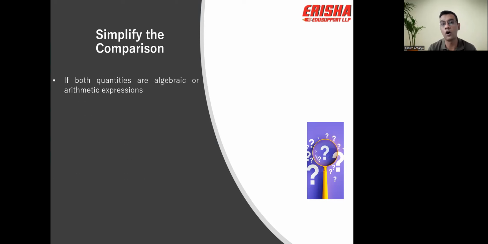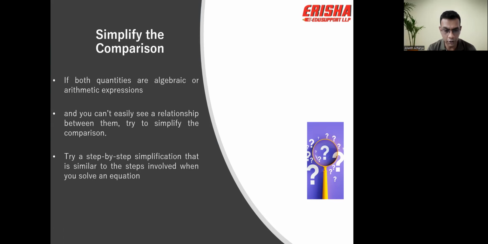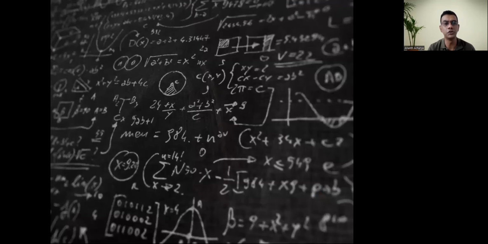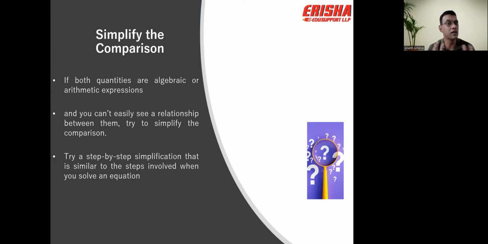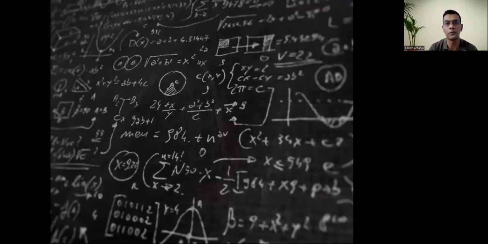Simplify your comparisons always. Whenever you have equations given to you, there are easier ways of simplifying them. So try to simplify them and then build your relationship among the quantities given to you. Let's understand all these methods in certain examples that we are going to look at now.